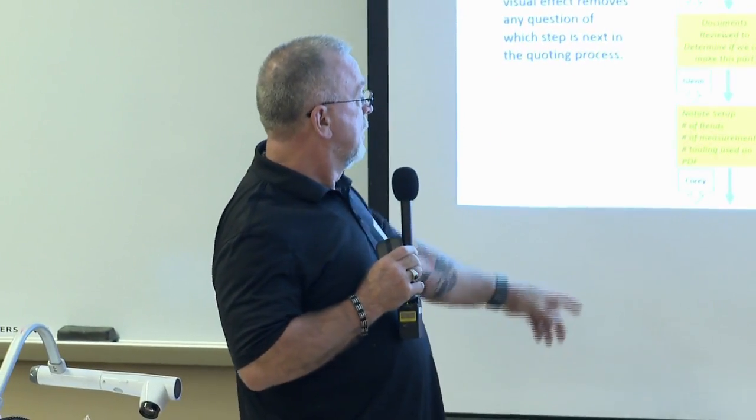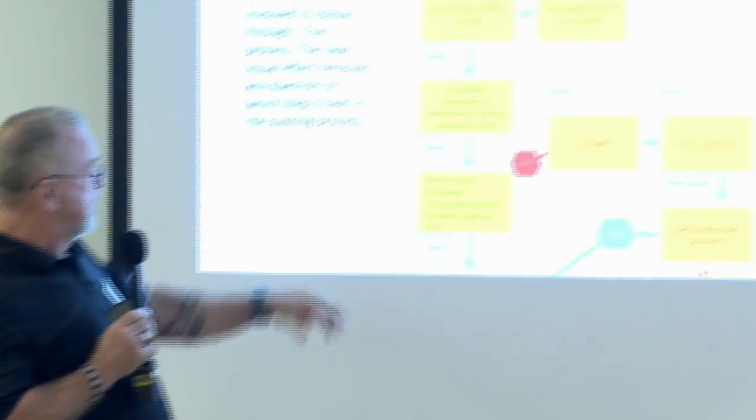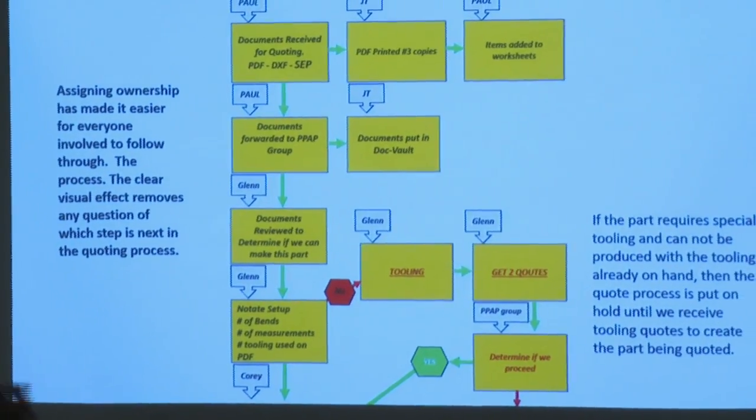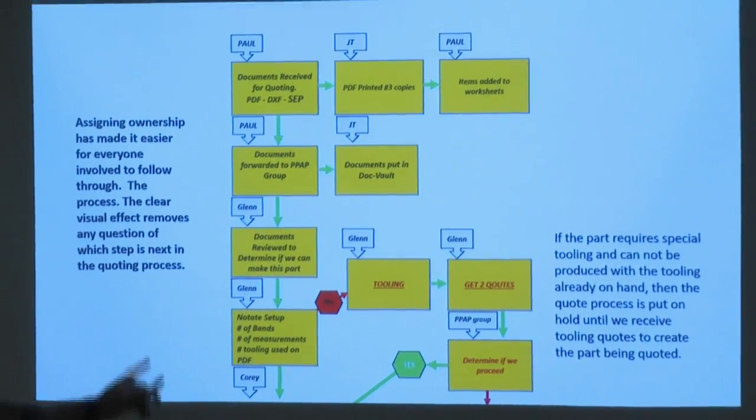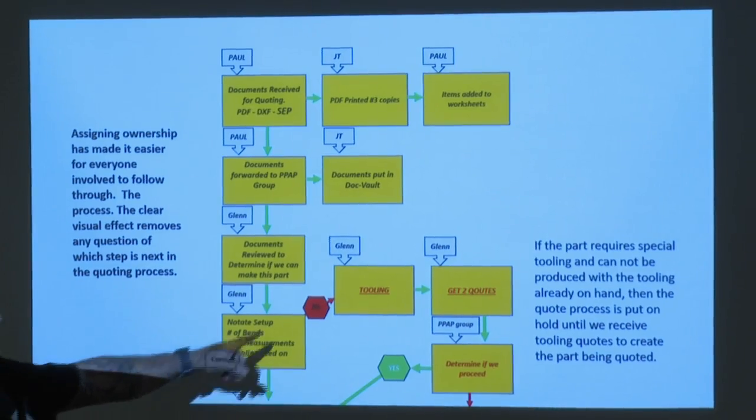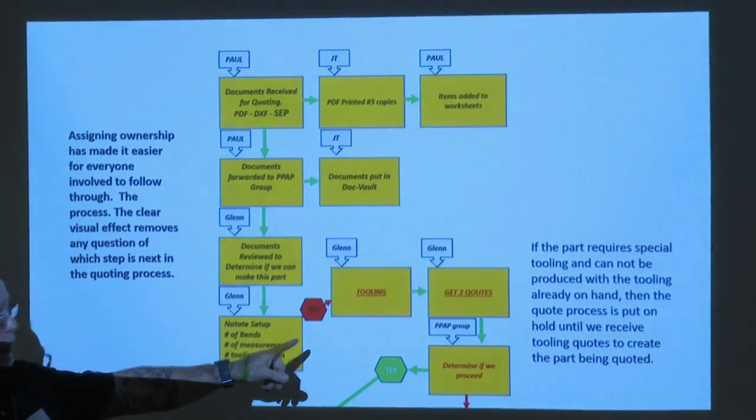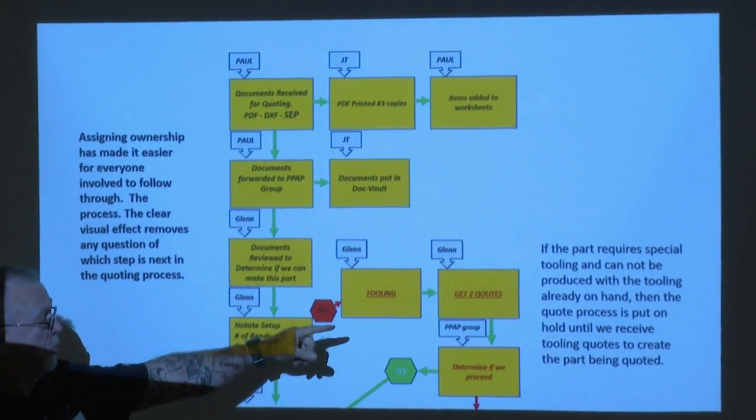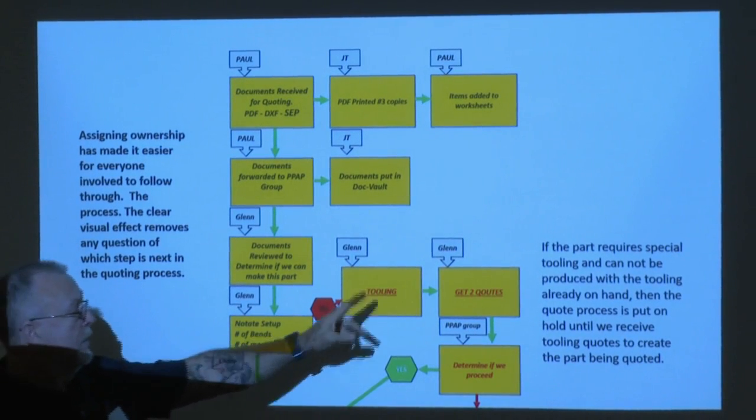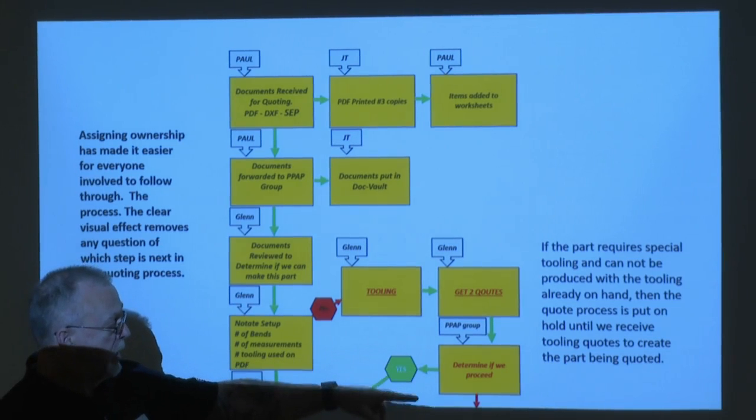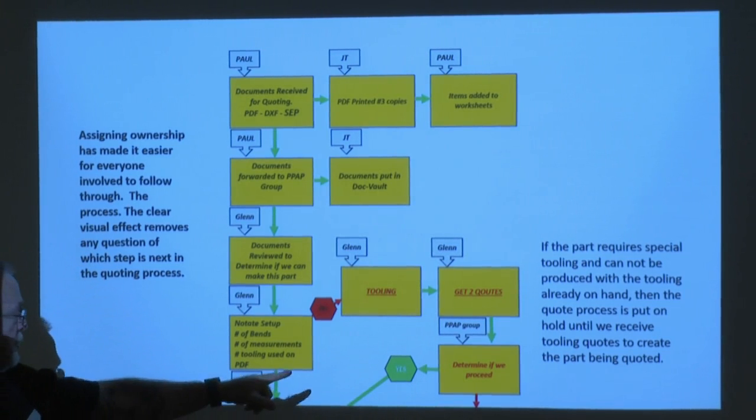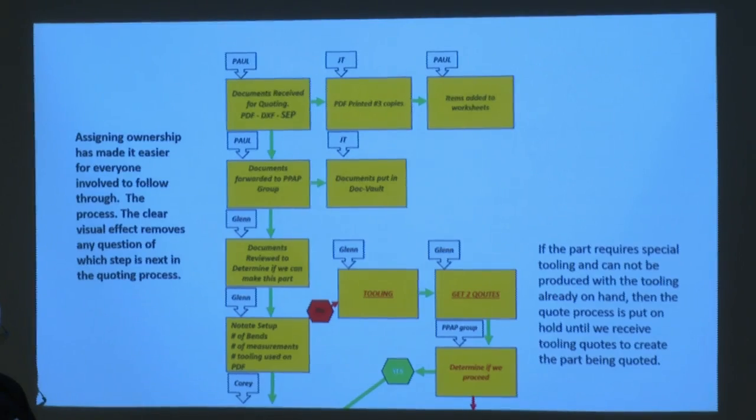If it's good, he notates the setup, how many bends, the measurements, and the tooling needed for that press to produce that part. If it's no, then we don't have the tooling, and it goes back to Glenn. Glenn tells what tooling we need, then we get two quotes on the tooling. It comes back, and we determine if we proceed or not, if it's going to be cost effective for us. If it's yes, it drops down to the next segment.